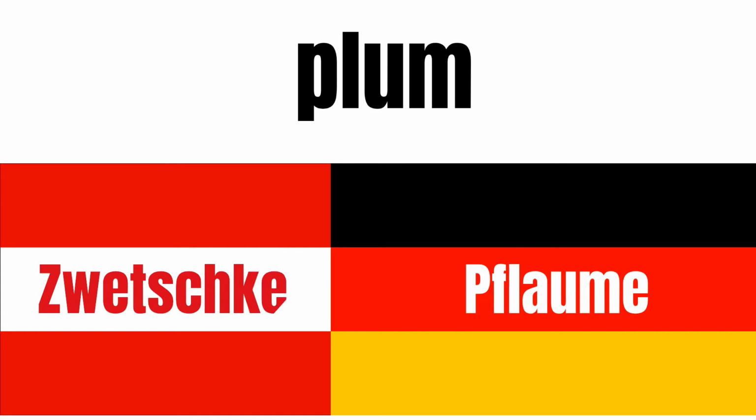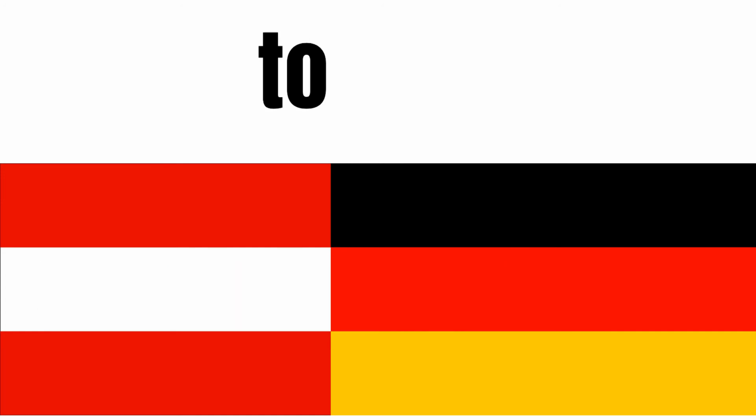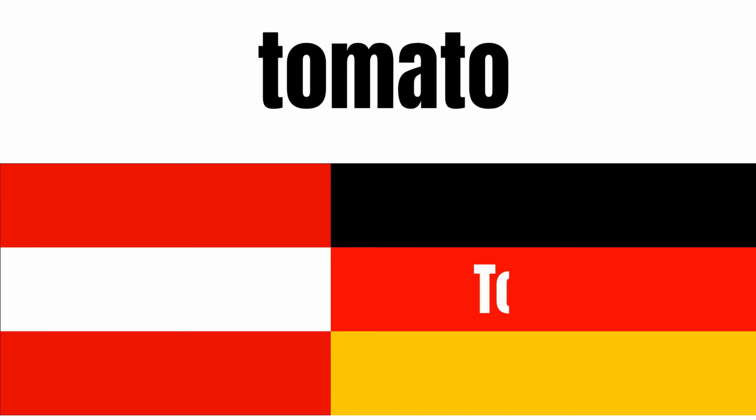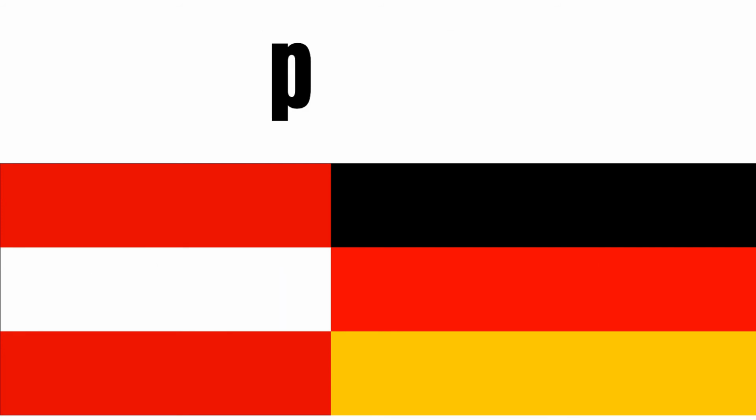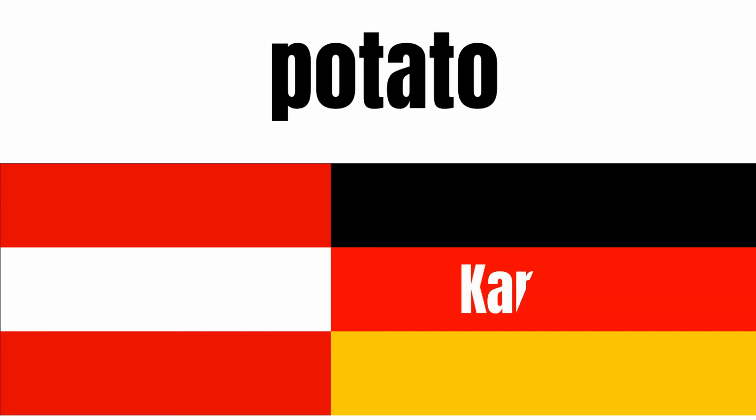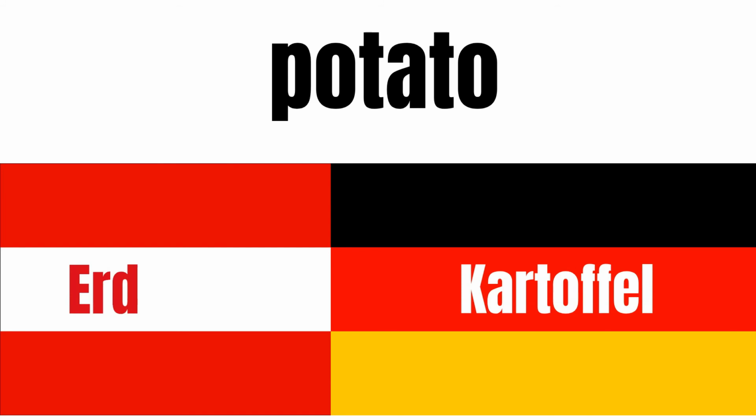The next word we'd like to talk about is tomato. The German word is Tomate. In Austria many people will use Paradeiser. Additionally, the term Paradeiser tells you that these tomatoes are from Austria. The English word potato means Kartoffel in German and Erdäpfel in Austrian German. Erdäpfel are often eaten with the famous Wiener Schnitzel.